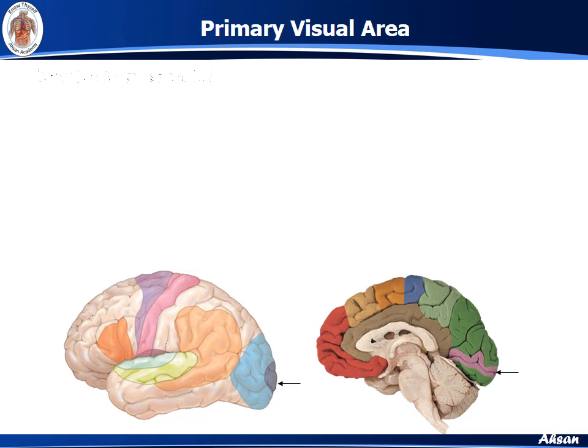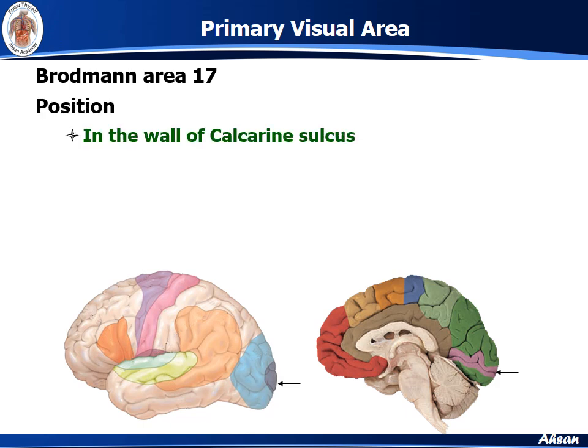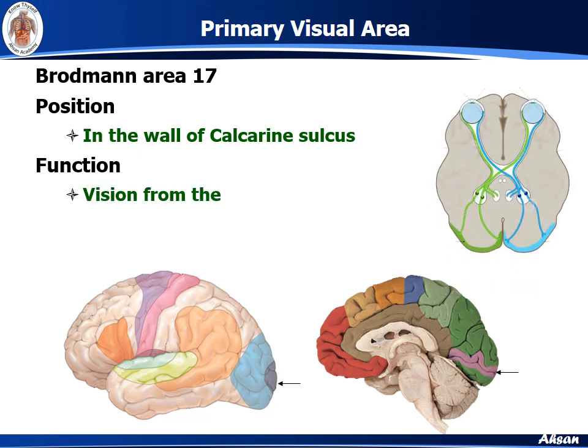Primary visual area. We understand that vision is done by this one. This is area 17. Here you can identify one sulcus, the calcarine sulcus, that extends a little onto the lateral surface of the cerebrum. This area is situated in either lip of the calcarine sulcus, and it is mostly situated on the medial surface of the cerebrum, extending a little onto the superior lateral surface. This is responsible for vision.